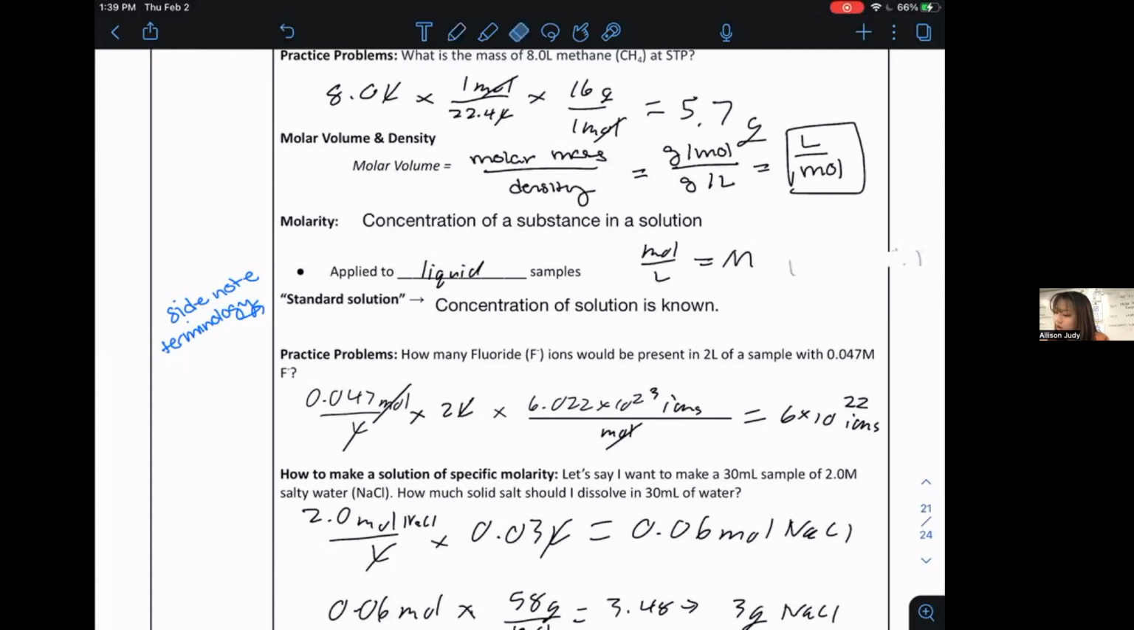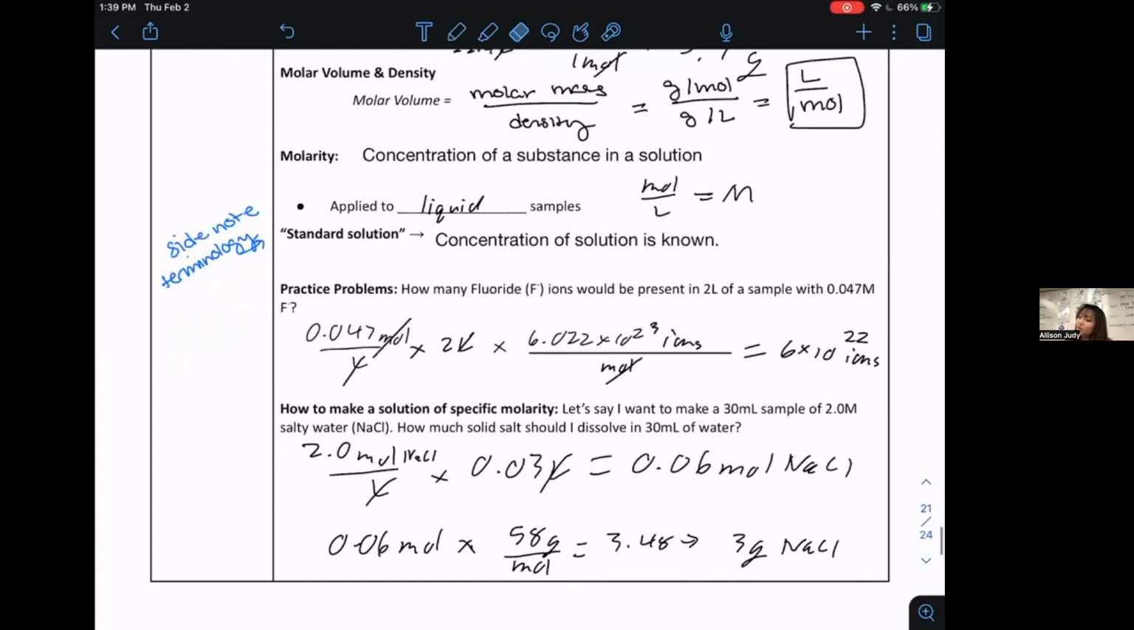As a side note, you'll often see in the chemical write-ups that they say grab the standardized solution. A standardized solution just means we actually know the molarity, because oftentimes in labs, you'll be asked to figure out the molarity of a substance. But a standardized solution is something that's been standardized. We know it.